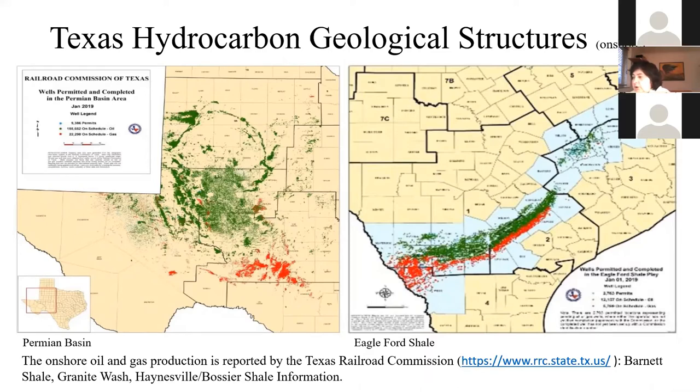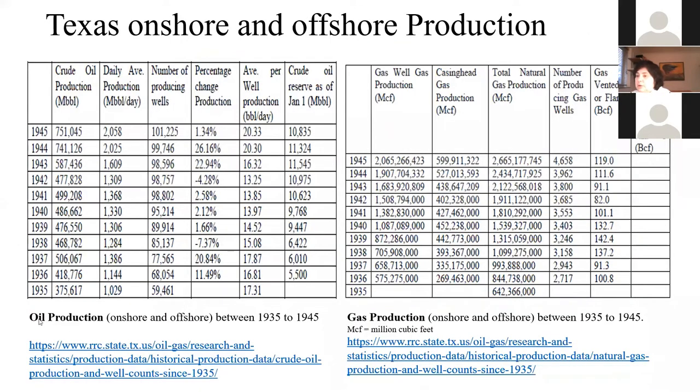And provides information about oil and gas in separate information. So here I'm showing a subset of the data from 1935 to 1945 for the oil production onshore and offshore. And here is the gas production onshore and offshore between the same time period.